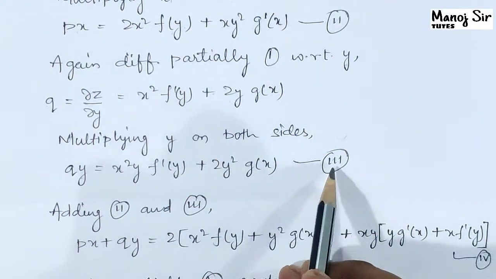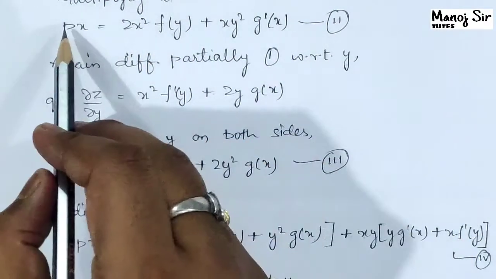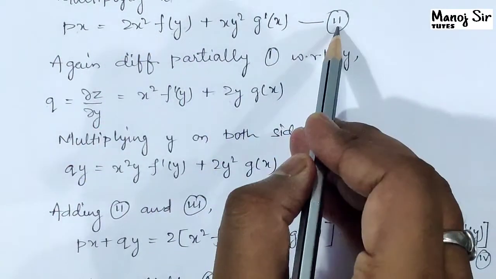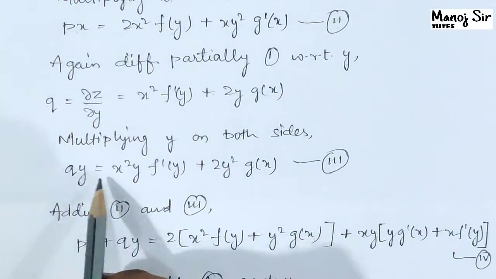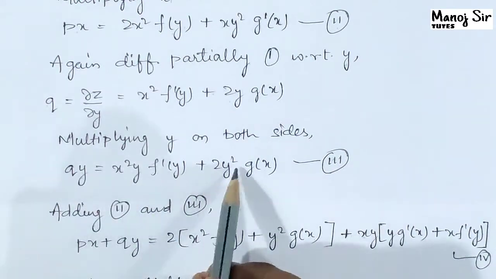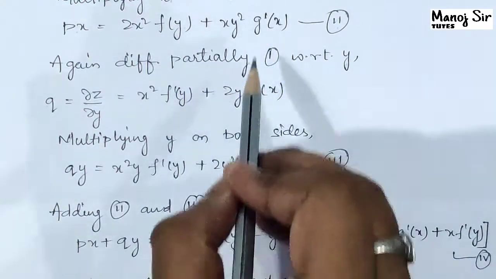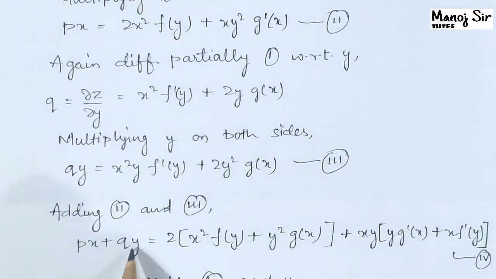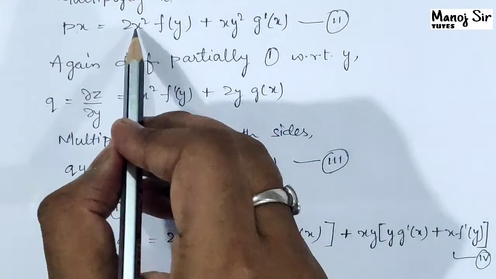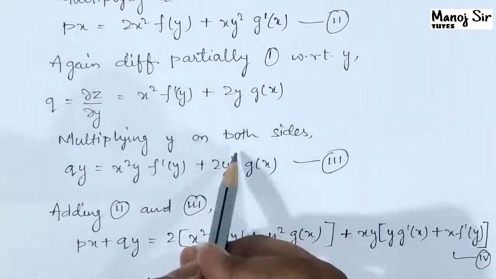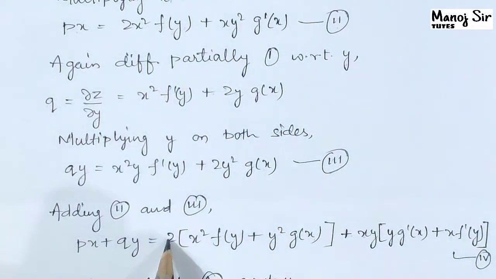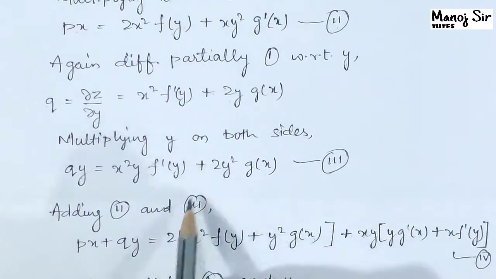Okay, let's suppose this is my equation number 3. Here we have px equals to this as equation 2, and qy equals to this as my equation number 3. Now simply add both the equations. You will get px plus qy equals to, here in both of these we can take 2 common, that is x square into y f of y. After taking 2 common, here we have y square into g of x.